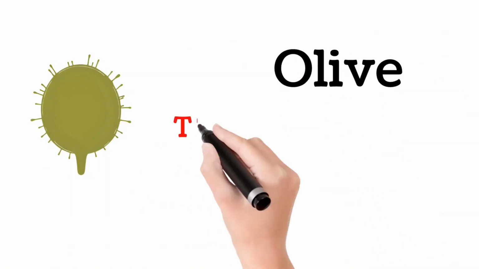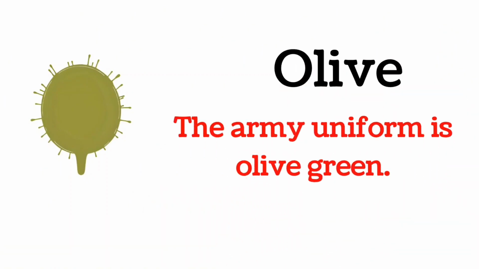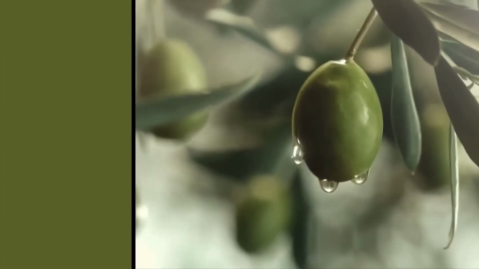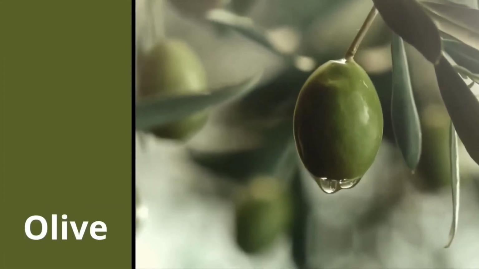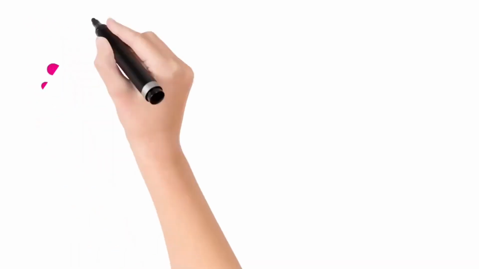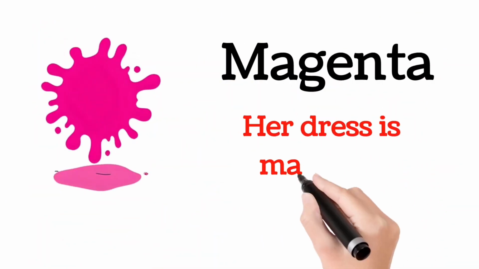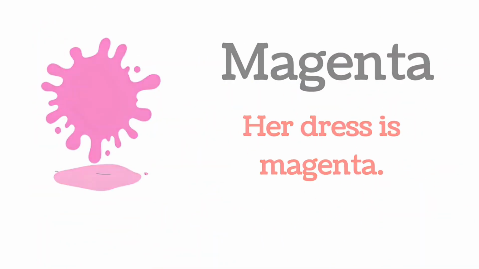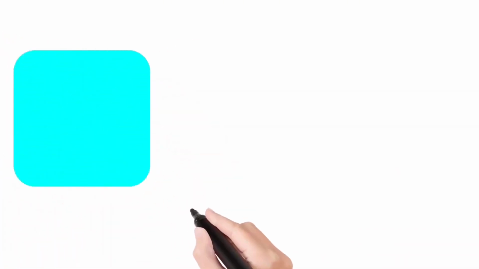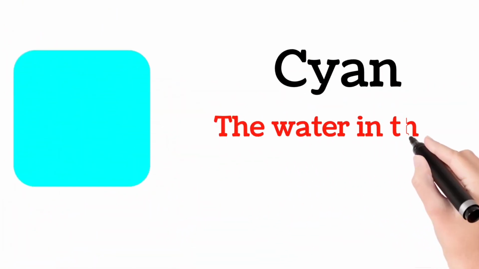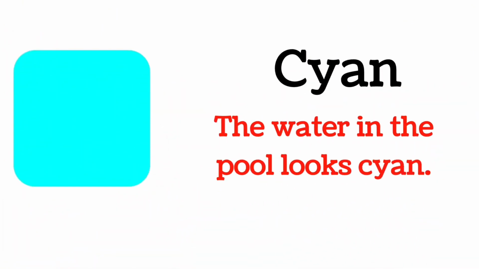Olive. The army uniform is olive green. Magenta. Her dress is magenta. Cyan. The water in the pool looks cyan.